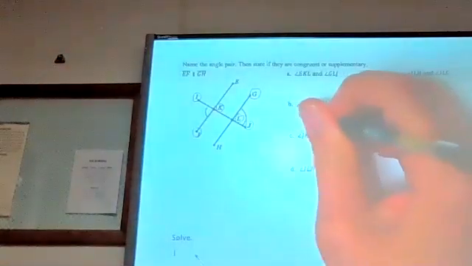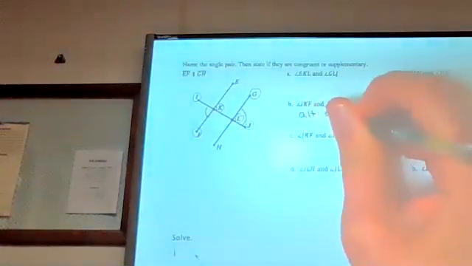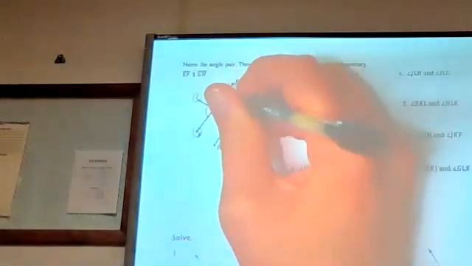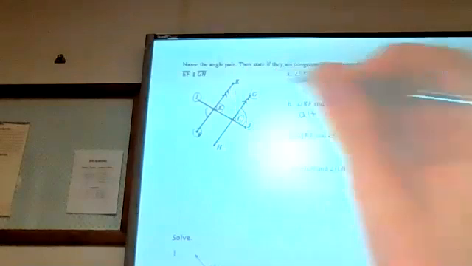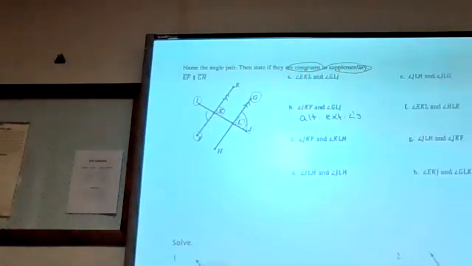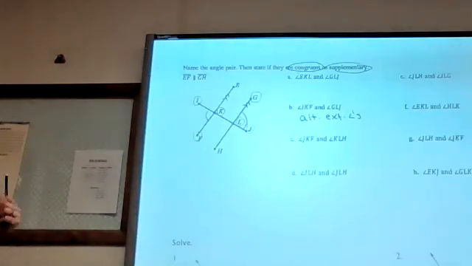Alternate exterior angles, and it says EF, that this line is parallel to this line. So it says then state if they are congruent or supplementary. So are these angles congruent or supplementary? Congruent.